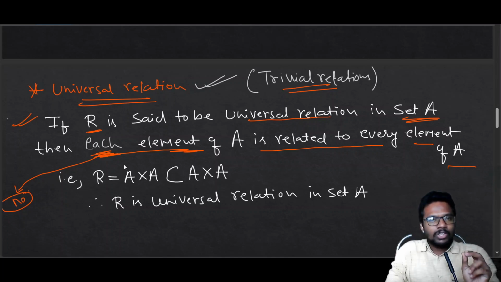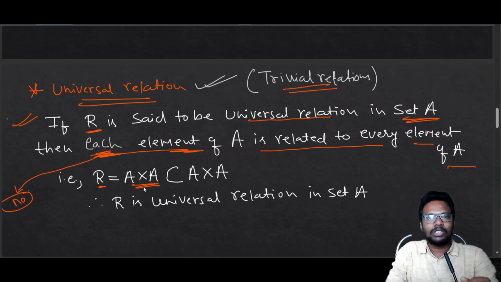It means if we consider a set A, each and every element of A should relate to every other element in A. In empty relation there is no element of A related to any element of A; there is no relationship between any two elements of A. Here every two elements have a relation, and that relation we call a universal relation.